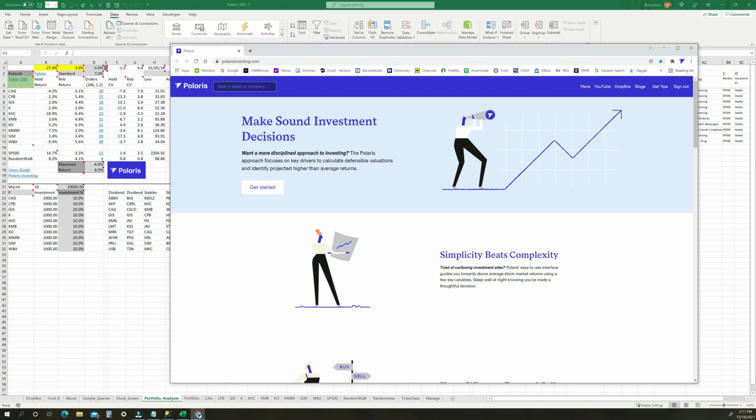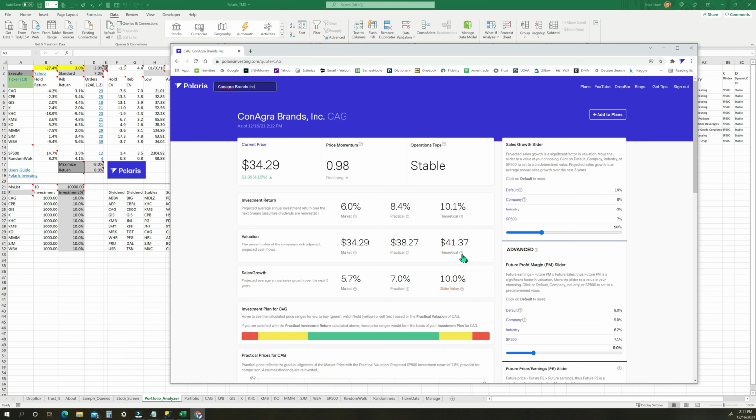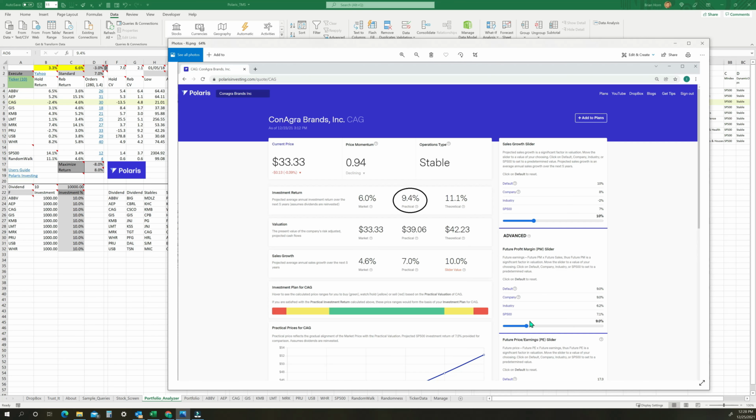For example, if I want to drill down a little bit more into ConAgra, I could do it here. And there's plenty of other information available on the PolarisInvesting.com website. So let's say you move the sliders around and you finally decide that the rate of return you're going to expect going forward is 9.4%.